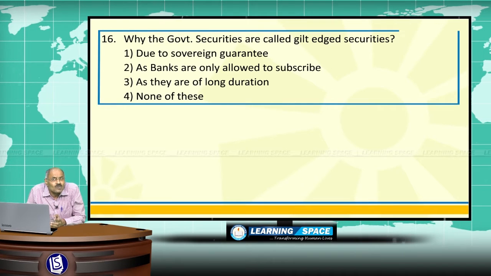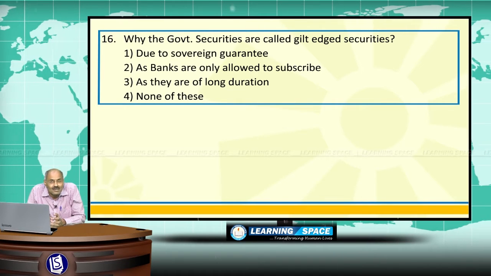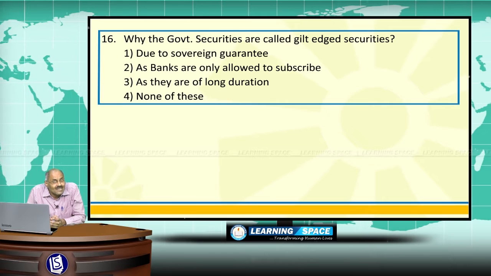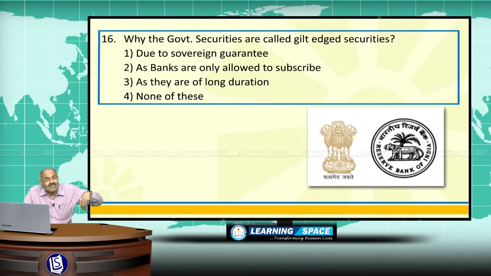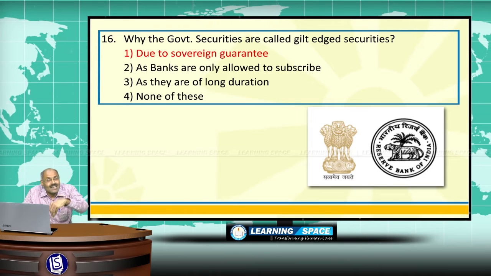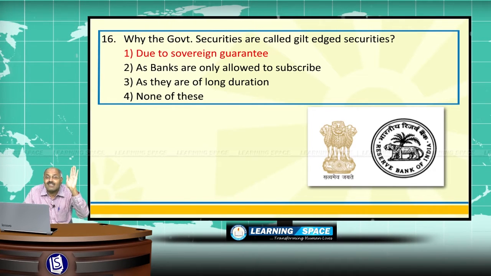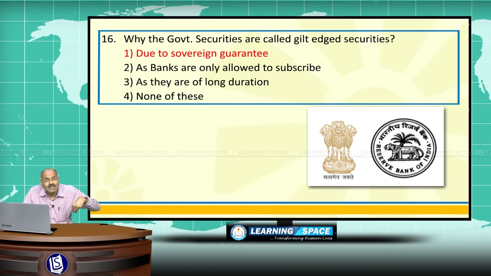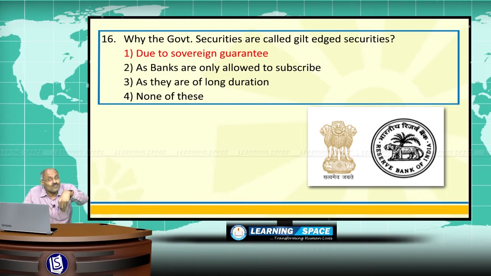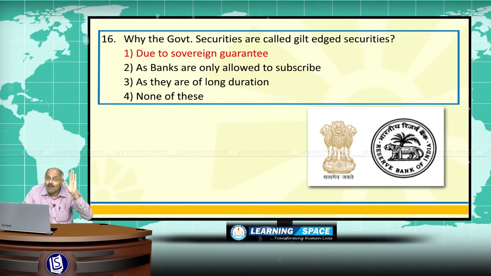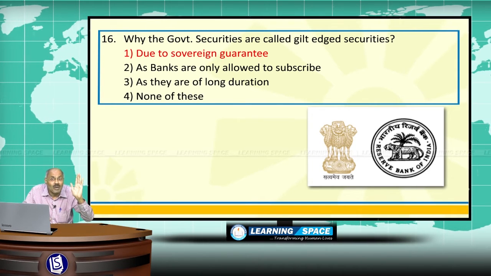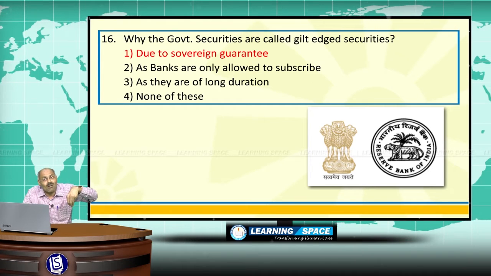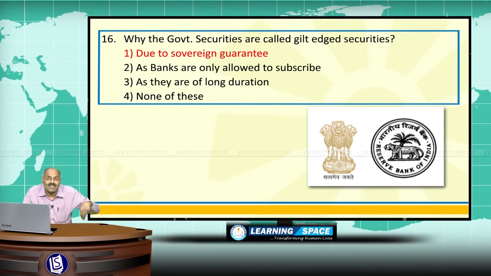Why are government securities called gilt-edged securities? The government securities are called gilt-edged securities because of the sovereign guarantee. The particular government is giving guarantee. If I am subscribing to government securities of India, then the Indian government is guaranteeing me that it will take the responsibility of paying back to me. That's why they are called gilt-edged securities.